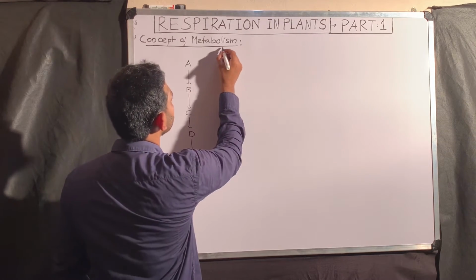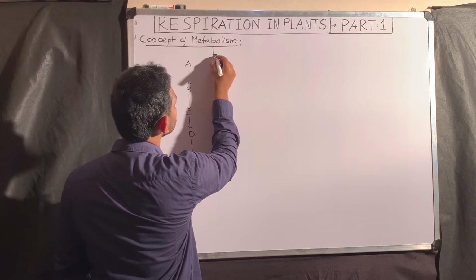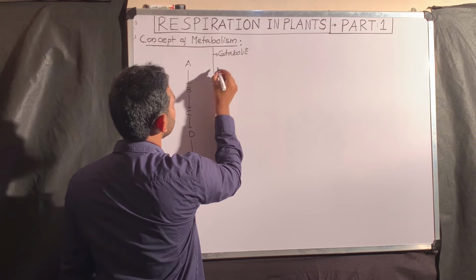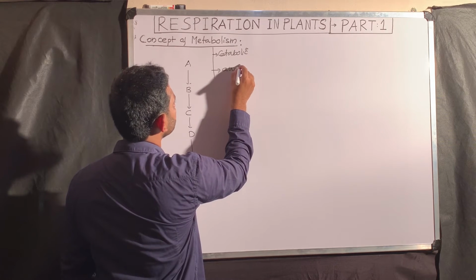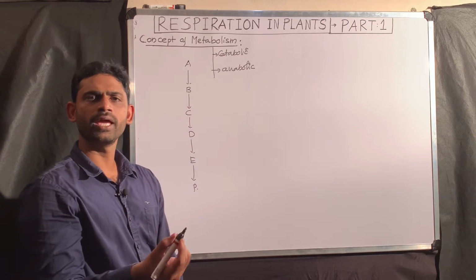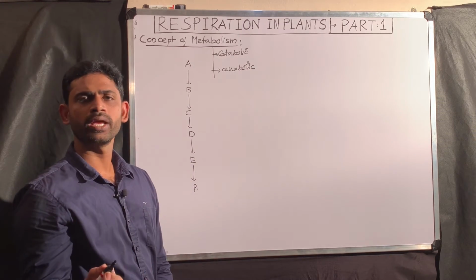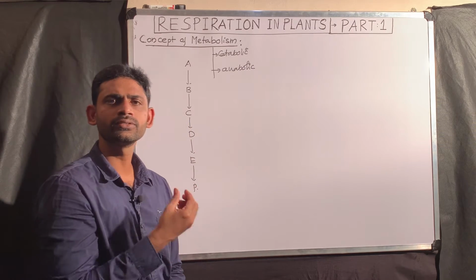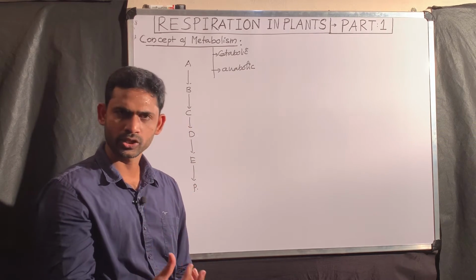Metabolism is classified into the catabolic pathway and the anabolic pathway. Here I use the terms catabolic pathway and anabolic pathway. What is actually a metabolic pathway? A sequence of biochemical reactions.